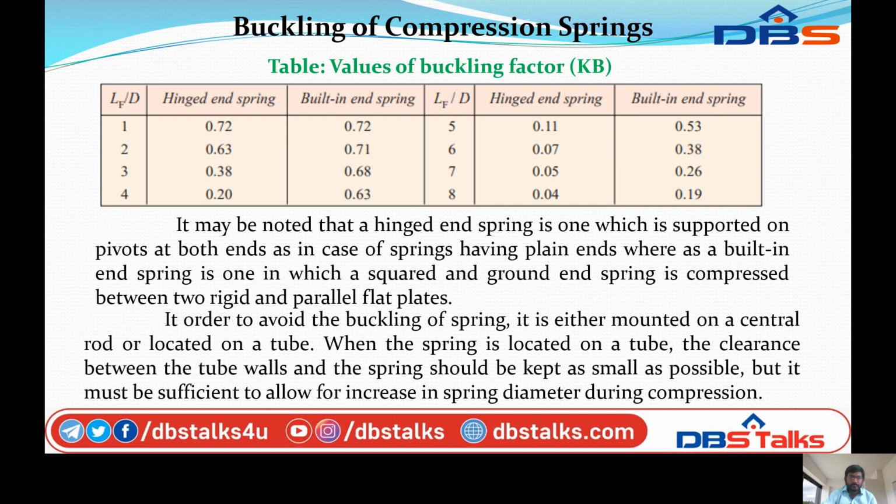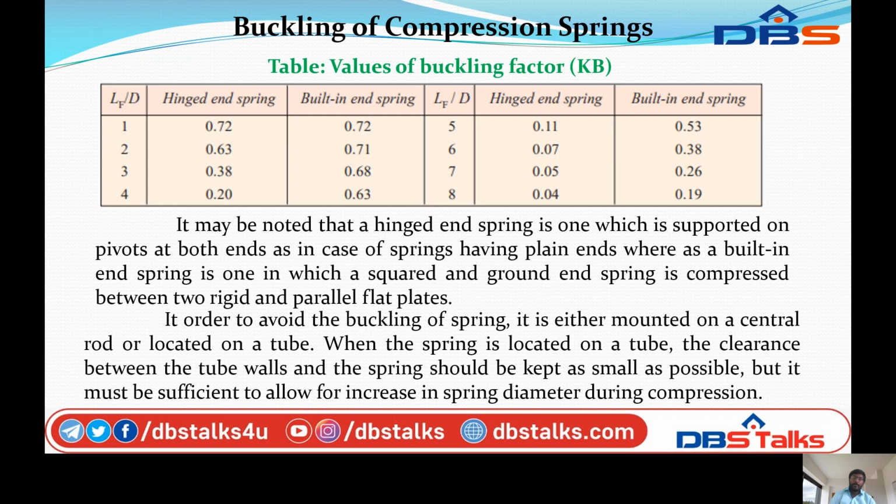It may be noted that the hinged end spring is one which is supported on pivots at both ends, in the case of a spring having plain ends, whereas the built-in end spring is one where the spring has squared and ground ends and is compressed between two rigid and parallel flat plates.